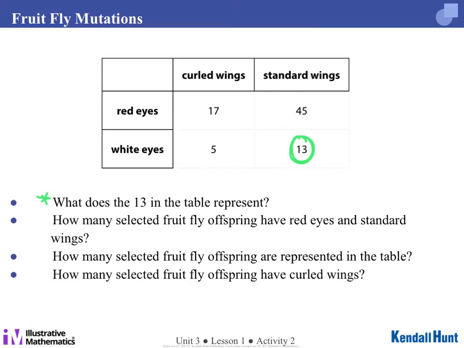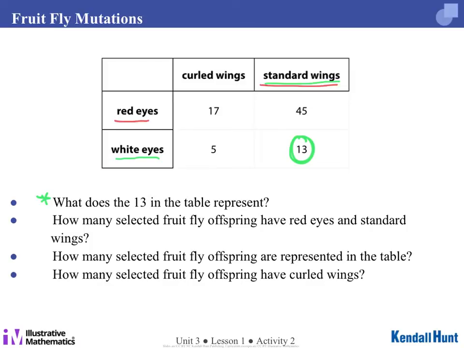In this next table, this two-way table that we're looking at, the question is, what does the 13 in the table represent? Well, if we look at the column, it's talking about standard wings, and if we look at the row, it's talking about white eyes. Therefore, the 13 represents fruit flies that have standard wings and white eyes.